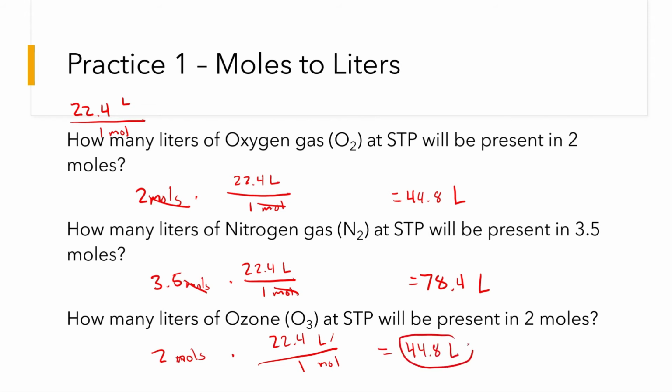Now, this might seem a little bit difficult conceptually because you have 1.5 times as many oxygen atoms, but because this gas is ozone, it's still going to end up only taking up the same amount of space. All gases take up 22.4 liters per mole, assuming that they're at standard temperature and pressure, regardless of how many atoms are in those actual individual gas molecules.